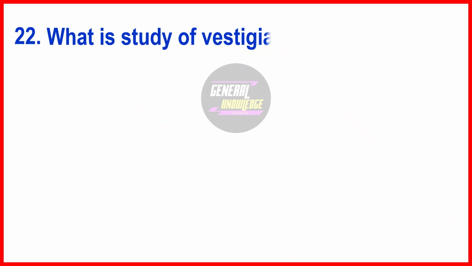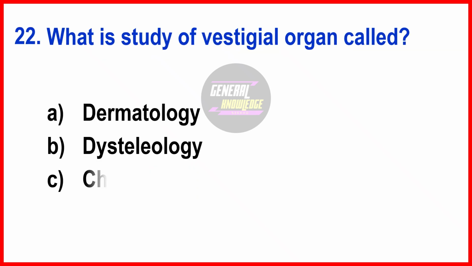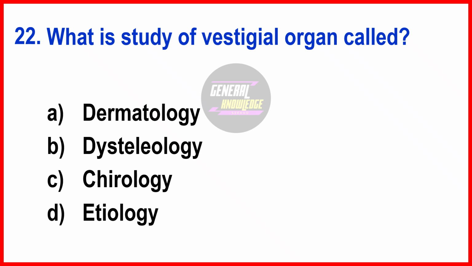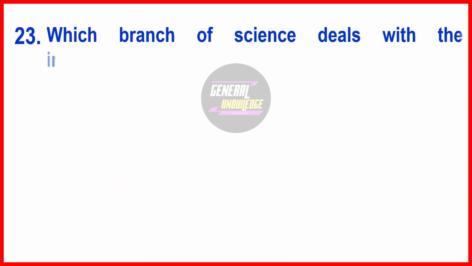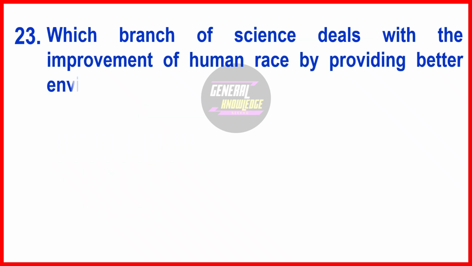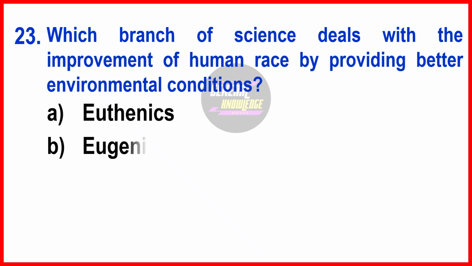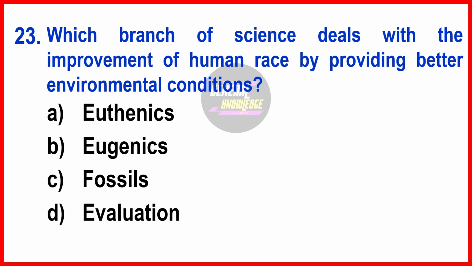Question number 22. What is study of vestigial organ called? The right answer is option B, dysteleology. Question number 23. Which branch of science deals with the improvement of human race by providing better environmental conditions? The right answer is option A, eugenics.